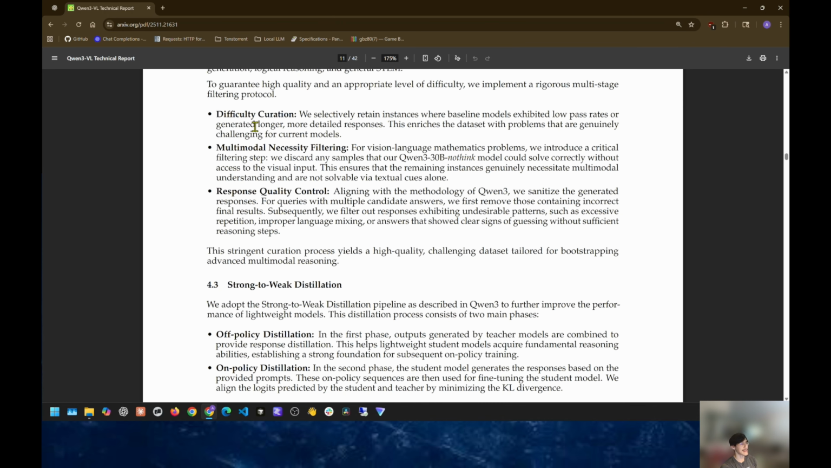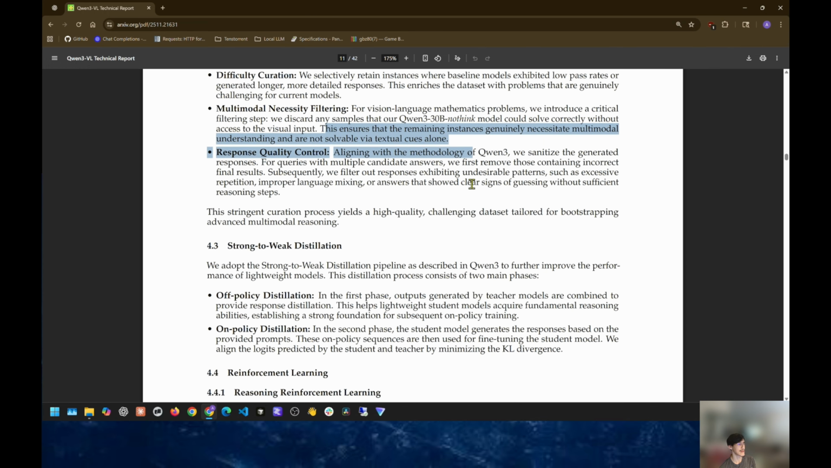Multimodal necessity filtering for vision, language, mathematics problems. We introduce a critical filtering step. We discard any samples that our Qwen3 30B no-think model could solve correctly without access to visual input. This ensures that the remaining instances genuinely necessitate multimodal understanding and are not solvable via textual cues alone.